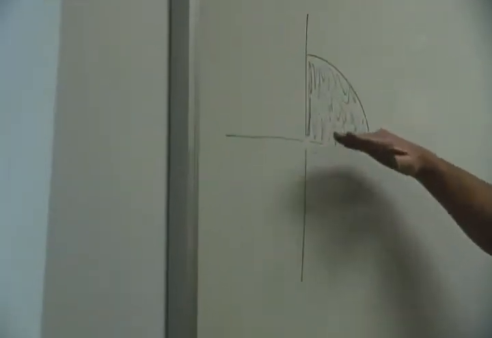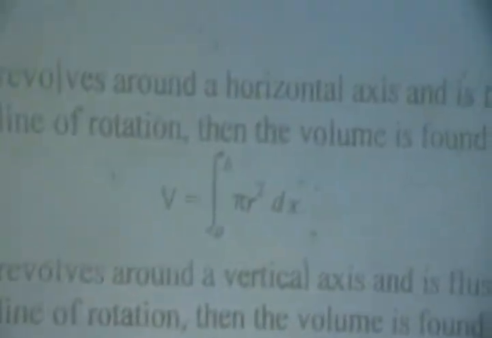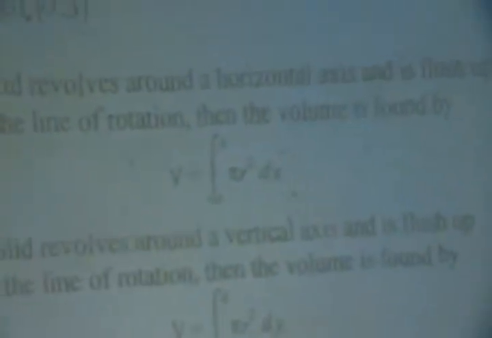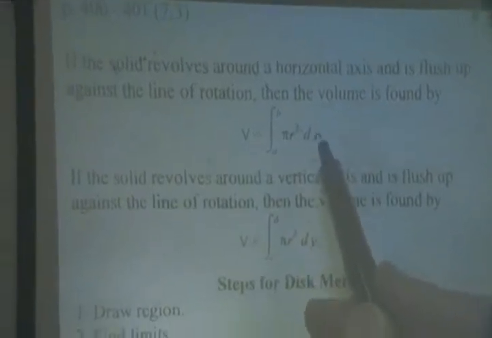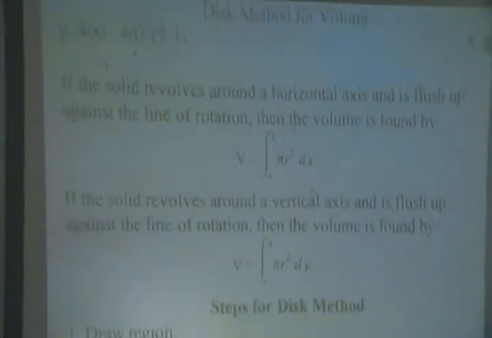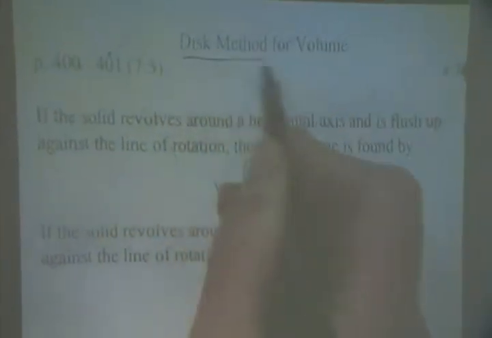So all we're doing right now is what happens when our shaded region is flush up against the rotation line from the lower limit to the upper limit. That's what's happening today. Okay, so DISC method for volume. We hopefully have an understanding of where these two formulas are coming from and how we know whether we're going to use dx or dy. And we know when we would be doing DISC method in the first place. Okay? So what are our steps for the DISC method?